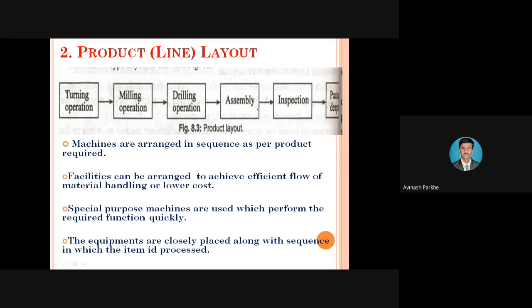Okay, so if I have to go for the mass production as compared to the process layout, what is the difference between this layout and the previous layout? In case of a process layout, the batch production will be taking place.